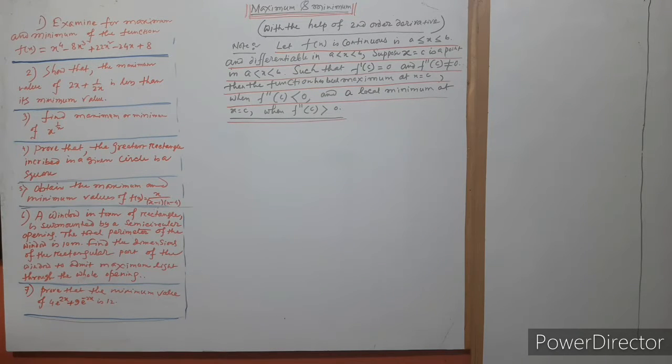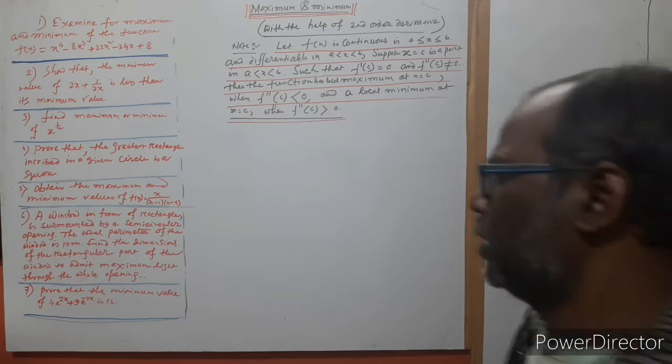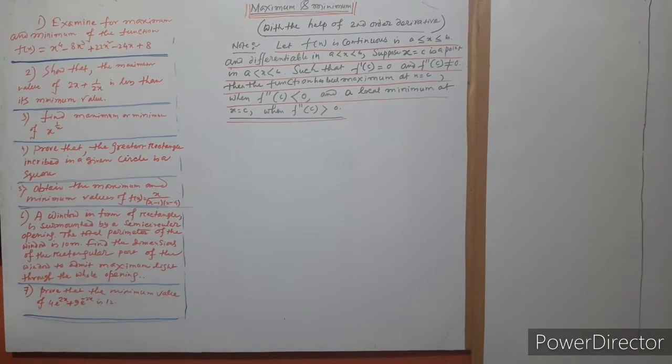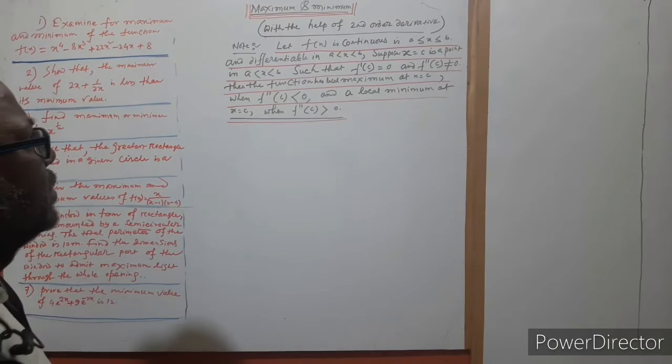Today's chapter is maximum and minimum for class 12. This is about the discussion of maximum and minimum with the help of the second order derivative. Okay, and see the point here.